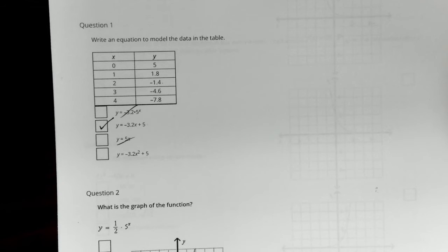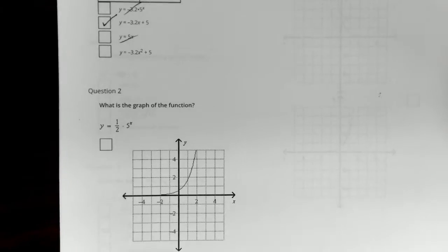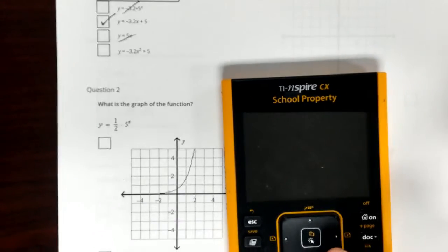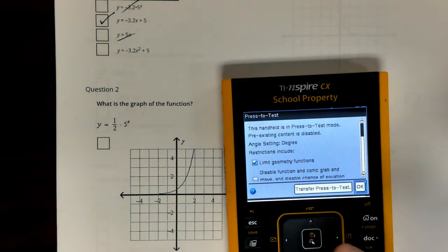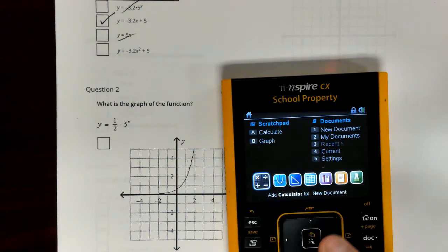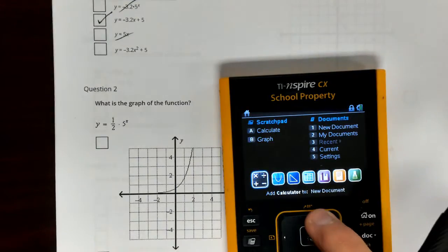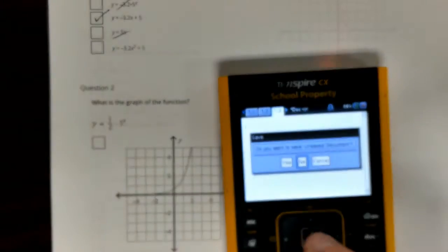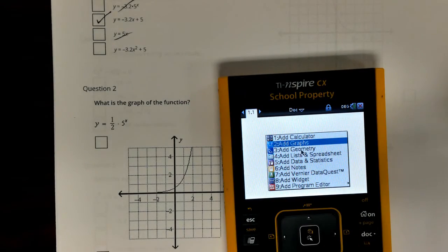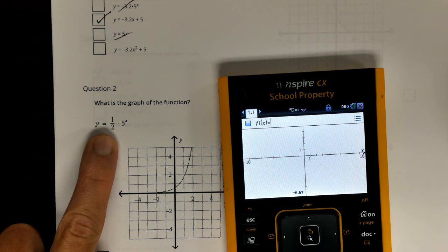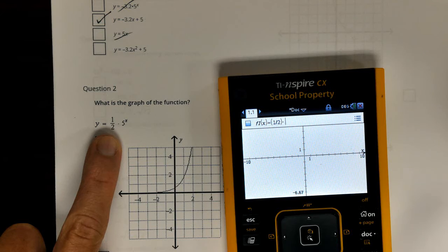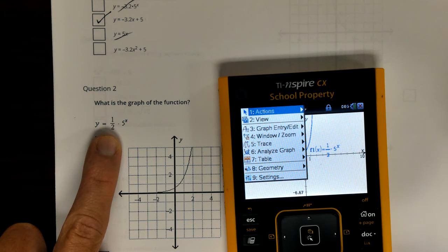Looking at number 2. It says, what is the graph of the function? Alright, so if I'm going to plug this in the calculator, let's open up a new graph. Open up a new graph, Coach Sapp. We're going to type in our fraction, parentheses 1/2, times 5 raised to the x. Enter. There's our graph. Alright, let's go to our table, menu 7.1.